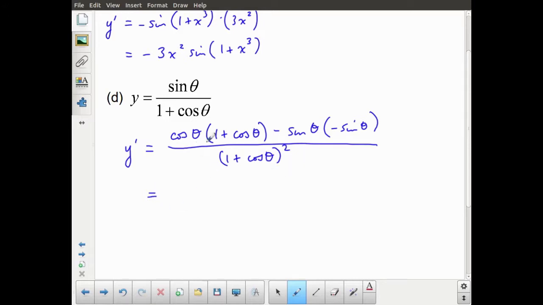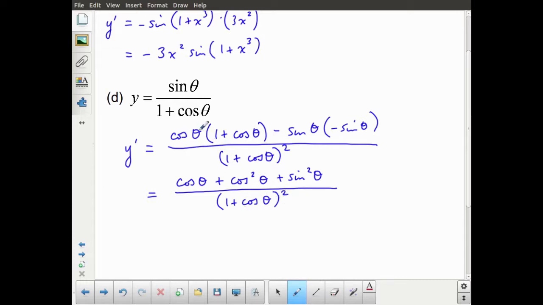That is equal to. Now, in the numerator here, I immediately see I'm going to end up with a positive sine squared here. And if I multiply in my cosine, I'll get a cos squared. And that has me thinking of trig identities. So cos times 1 is just cos theta plus cos squared theta. And this negative and negative become another positive plus sine squared theta divided by 1 plus cosine theta all squared.